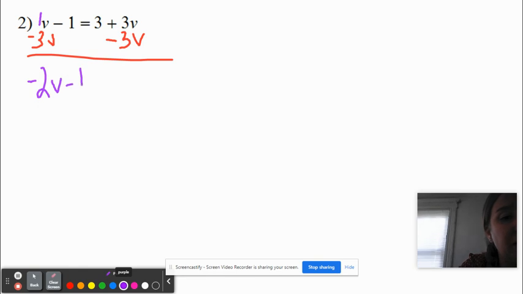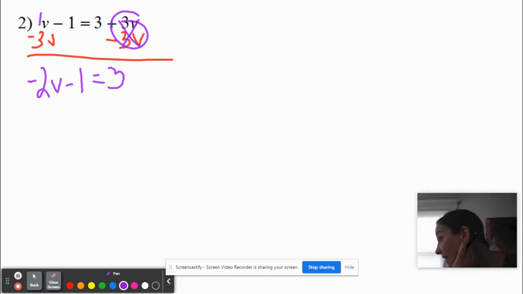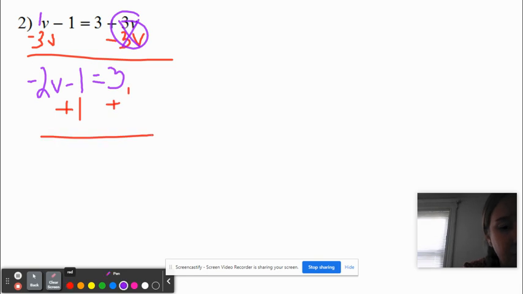And this negative 1 needs to come down. Equal sign. 3 comes down. And 3v minus 3v is nothing. So now I need to deal with this negative 1. That's a constant term. It does not vary. It's a negative 1, so I'm going to add 1 to both sides. When I've got negative 2v. 1 minus 1 is nothing. And 3 plus 1 is 4. And that's negative 2 times v.